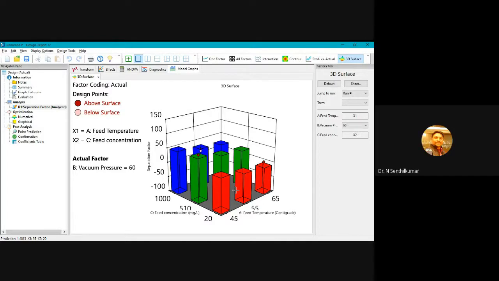In Minitab, the presentation of the result is different, but the result value is the same. The Minitab software will provide the SN ratio in the worksheet itself, whereas the Design Expert software won't provide us the SN ratio. That we have to calculate separately. Okay, sir. Okay.